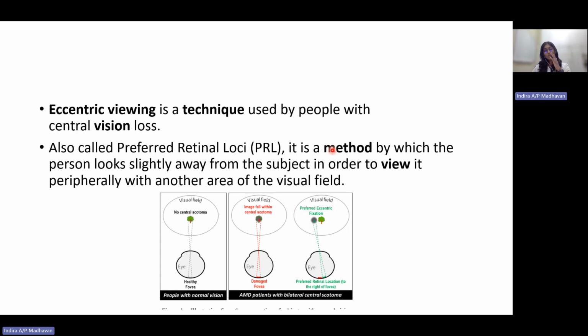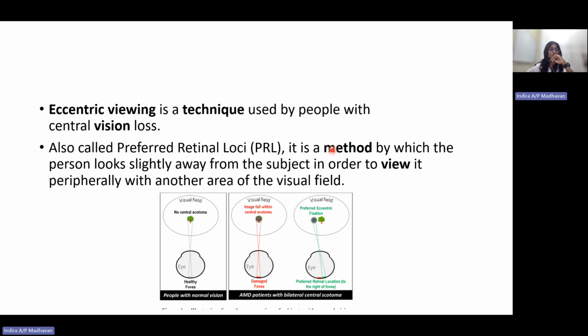Okay. So now we're going to look at the method of training these patients with central scotoma with the eccentric viewing technique. And please do remember this eccentric viewing training is not a 1 day, 2 day program. Sometimes it takes months for us to train the patient, depending on the motivation and the attitude of the patient. How compliant are they when we give them exercises? So all that is a contributing factor. It's not solely because of how severe the disease is.